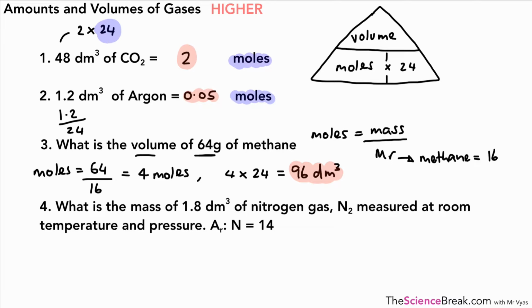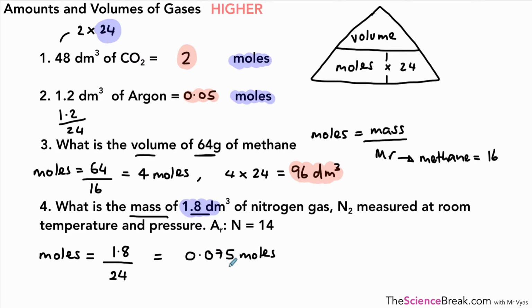In terms of the last question here, this is the one that we had on the very first slide. We're trying to work out the mass of 1.8 decimeters cubed of nitrogen gas measured at room temperature and pressure, and we're given the atomic mass of nitrogen. We can use our formula triangle here because we've got a starting volume of our nitrogen gas, so we can work out the number of moles. That's just simply volume over 24. So that would be 1.8 decimeters cubed divided by 24, and that gives us the number of moles. That would be 0.075 moles.